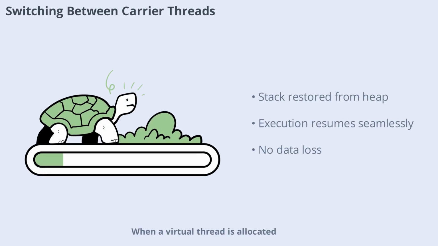When a virtual thread is allocated to a different carrier thread after unmounting, its stack snapshot is restored from the heap. Execution resumes from where it left off, and all local variables and state are preserved. This transparent migration ensures that virtual threads can move between carrier threads without any data loss or disruption.